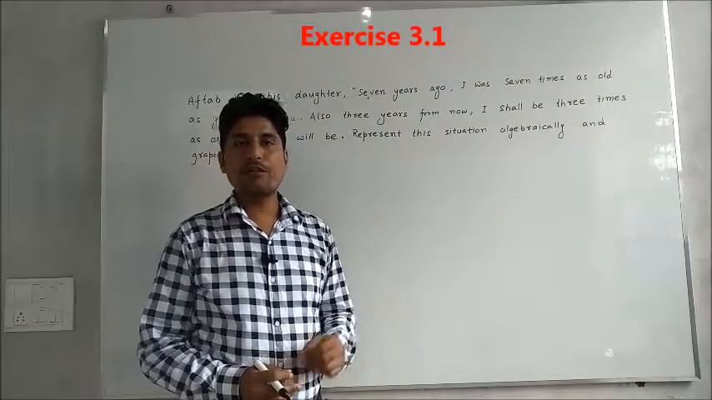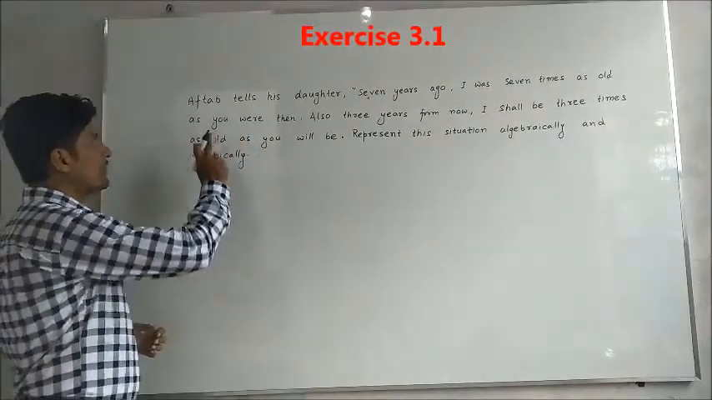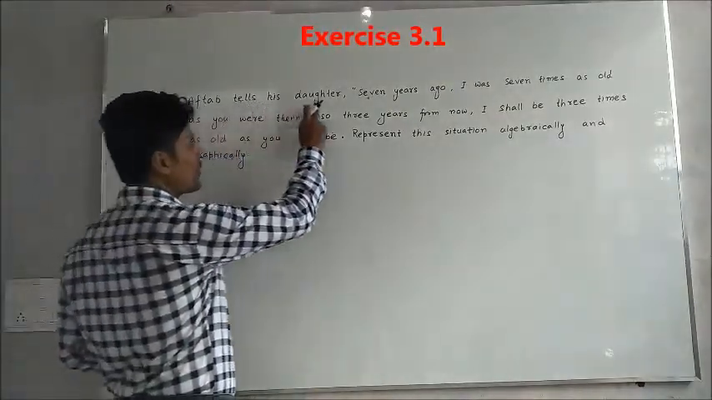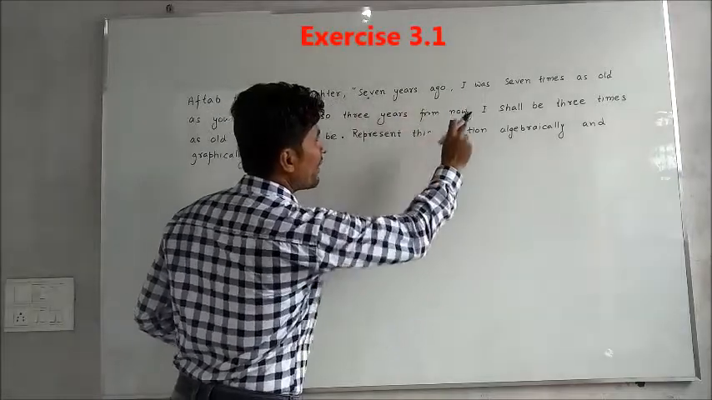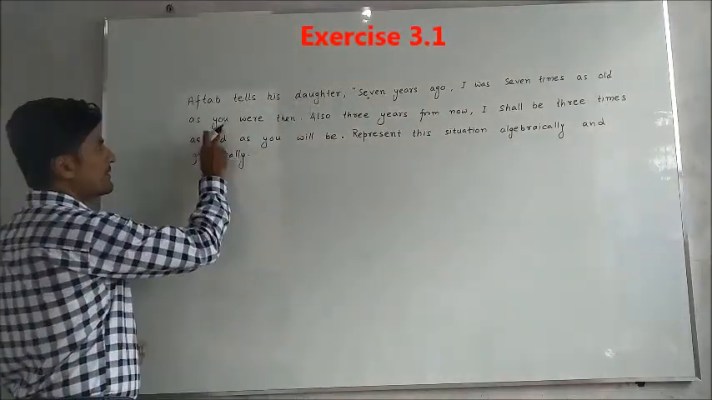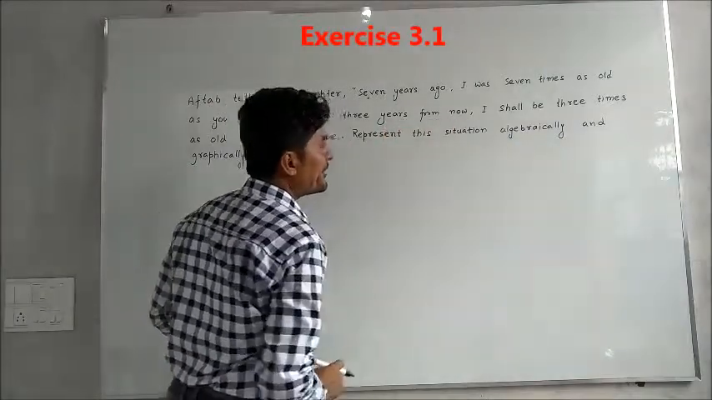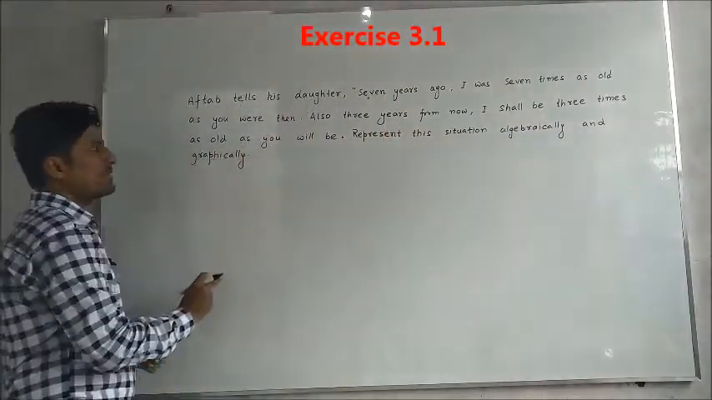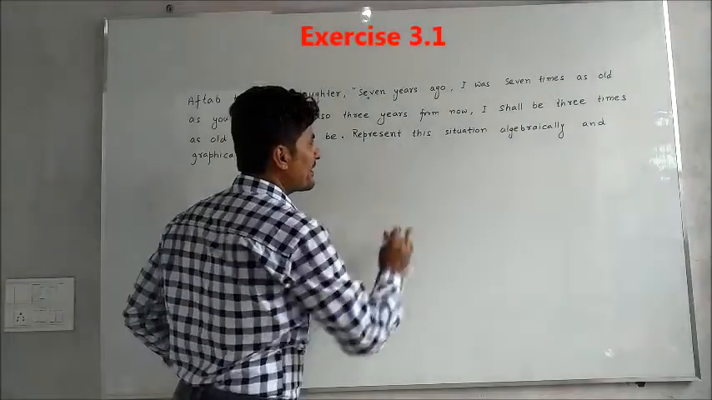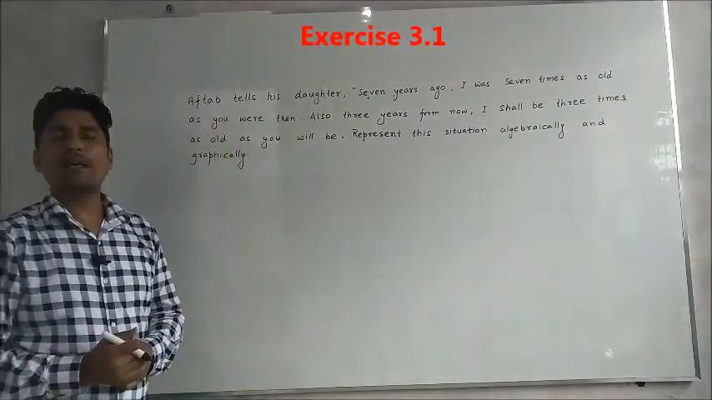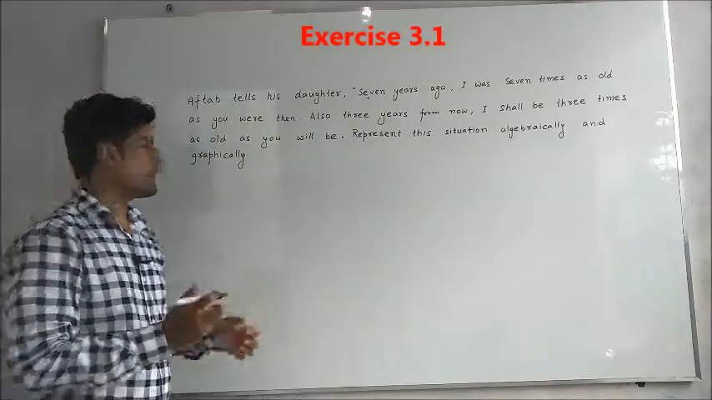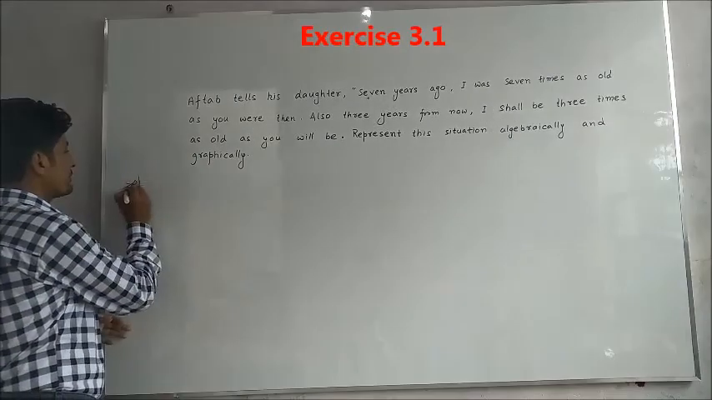Exercise 3.1, the very first question. Let us see the question first. Aftab tells his daughter, 7 years ago I was 7 times as old as you were then. Also, 3 years from now I shall be 3 times as old as you will be. Represent this situation algebraically and graphically. So let us see the solution for this question.